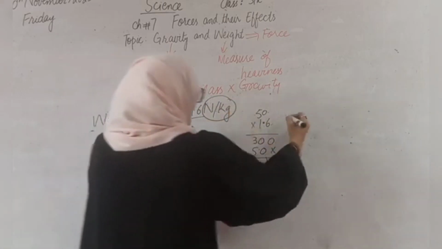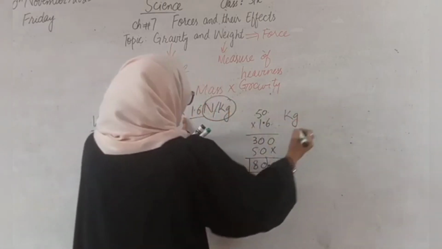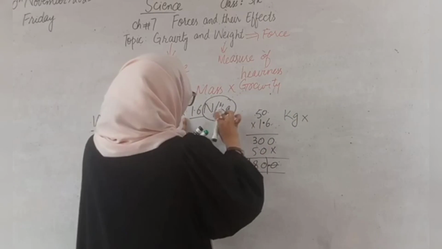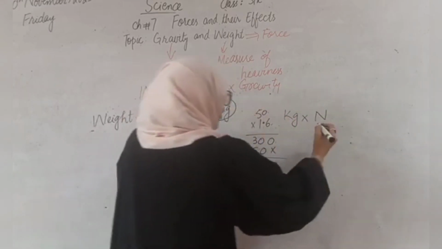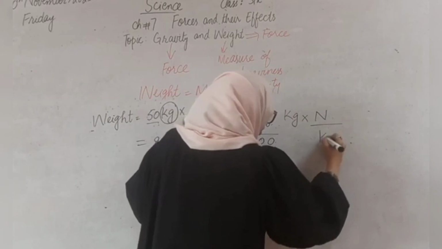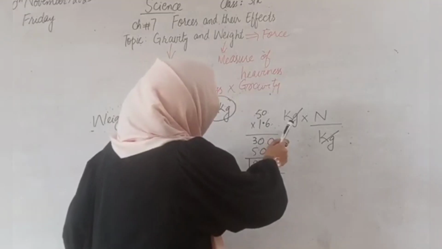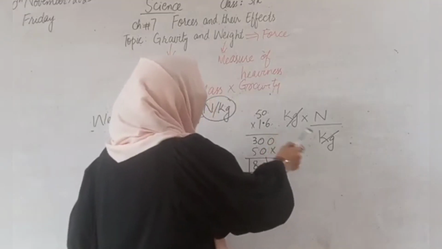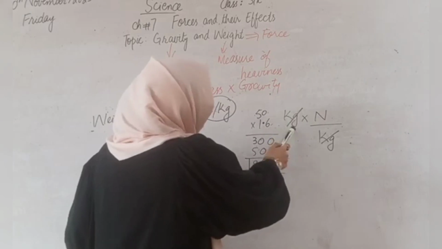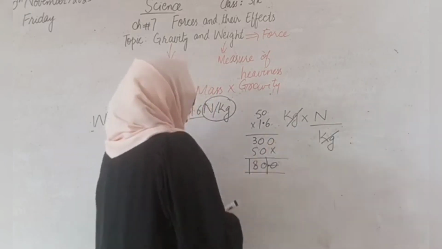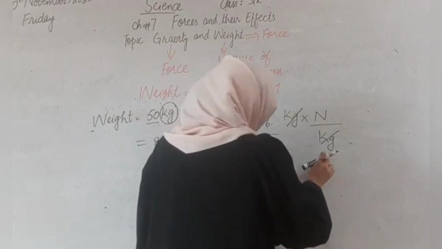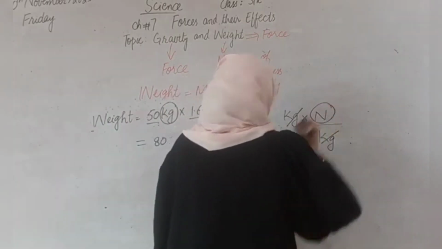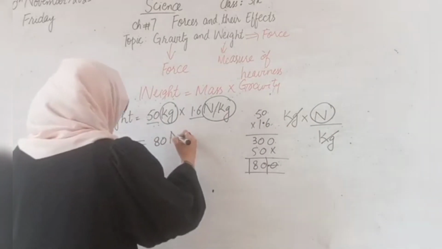Okay, kilogram multiplied with Newton per kilogram. Per means divide. In Newton per kilogram, there are the same things in the denominator and numerator, so we will cut these same things. Kg will cut with kg, and we have obtained only Newton. So we will write here Newton.